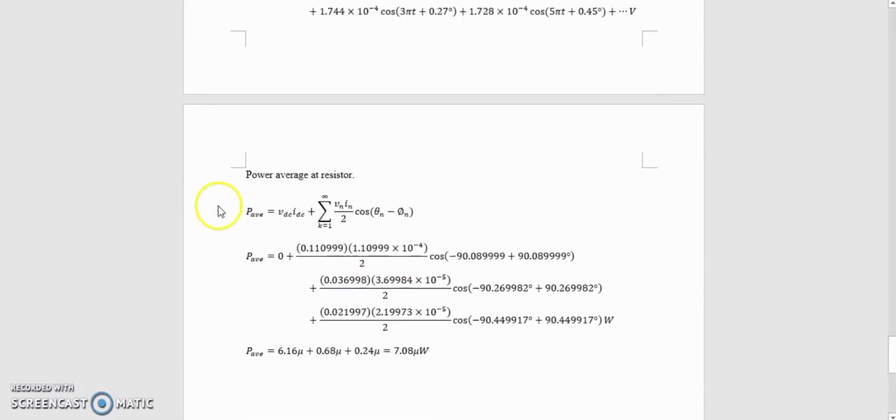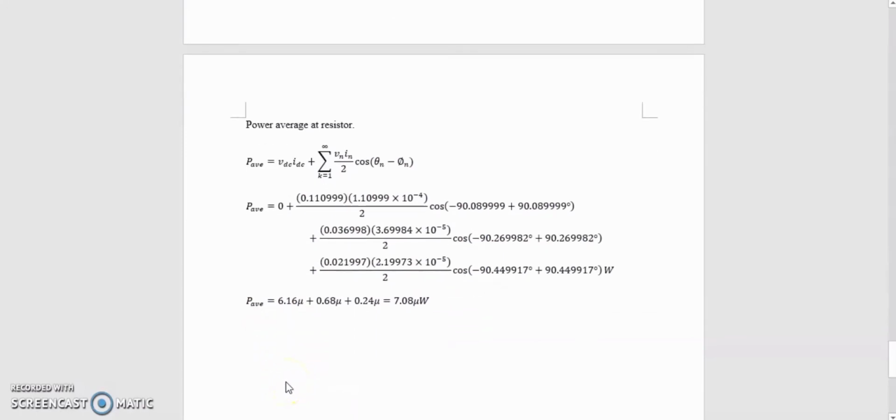Then, we find the average power at the resistor. By using this formula, we can simplify that VDC times IDC is equal to 0 and we can find the value of average power, which is 7.08 microwatt.